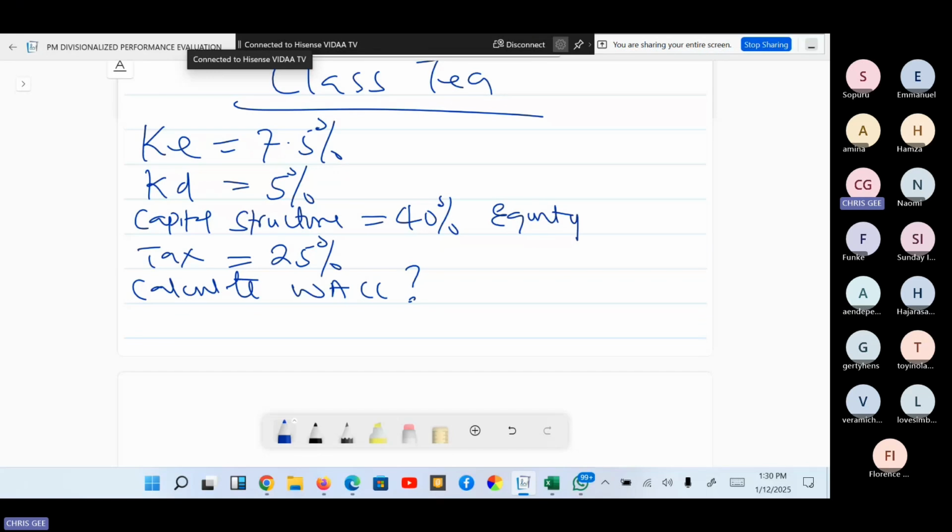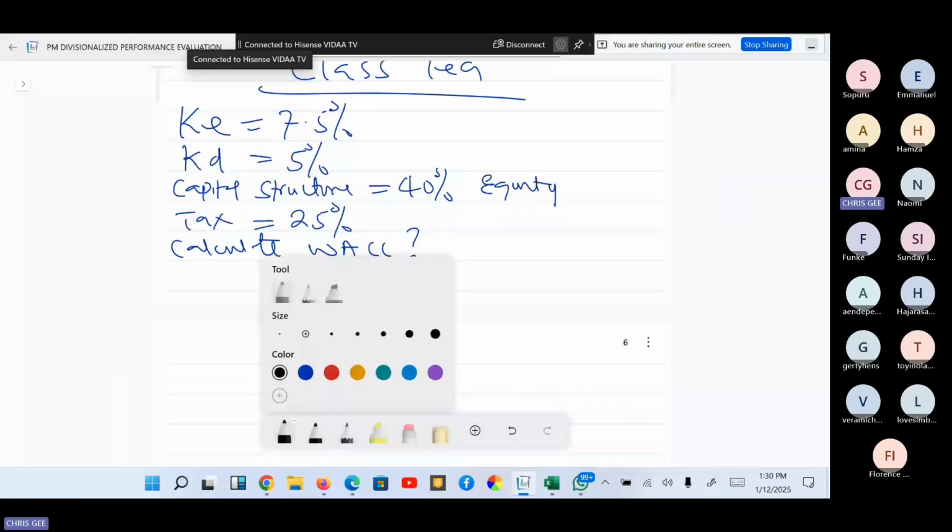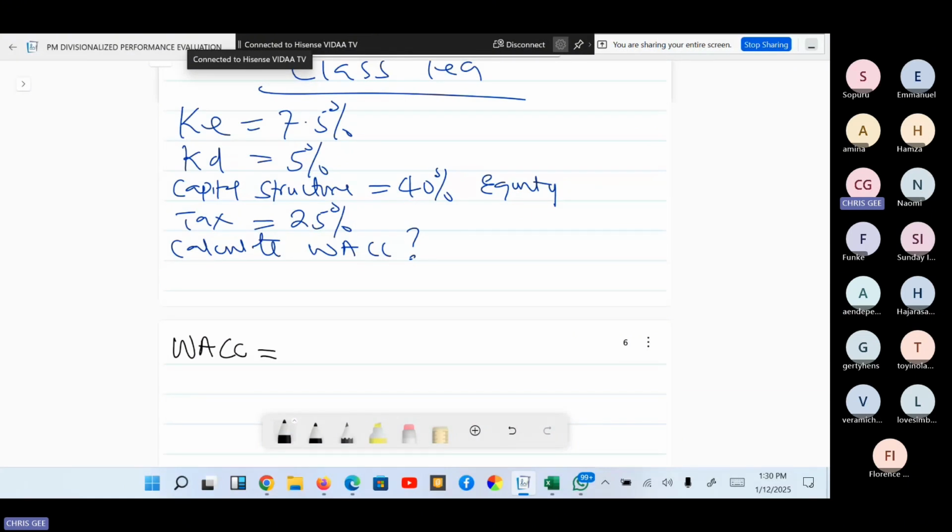Now let's quickly compute. Our WACC equals KE, remember, multiplied by VE over VO. Is that true? Plus KD multiplied by VD over what? VO, then into 1 minus the tax rate. Are we good? What's our KE? 7.5%.